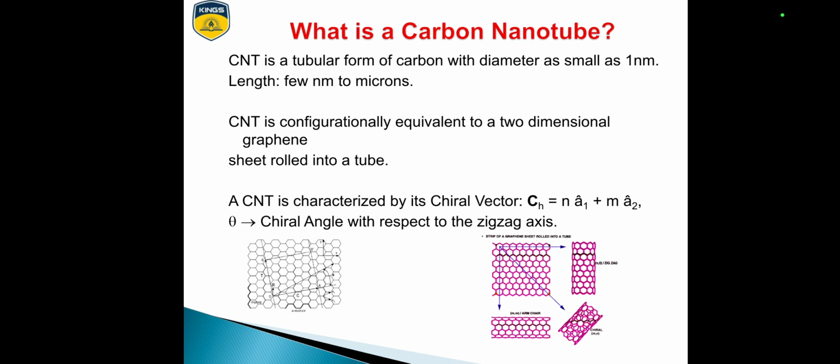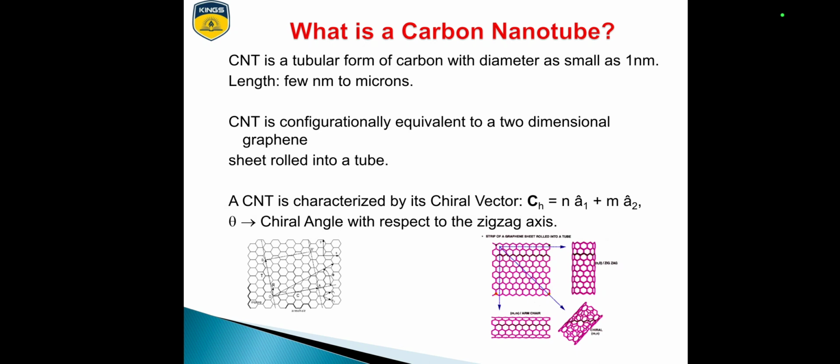What is meant by carbon nanotubes? We will see that. The CNT is a tubular form of carbon with a diameter as small as 1 nanometer and length from a few nanometers to microns. It is configurationally equivalent to a two-dimensional graphene sheet rolled into a tube. The carbon nanotube is characterized by its chiral vector. The figure is very clear.